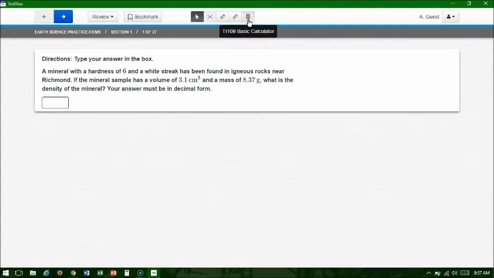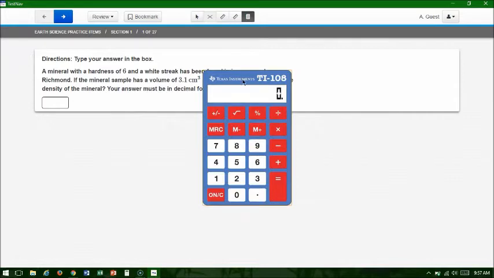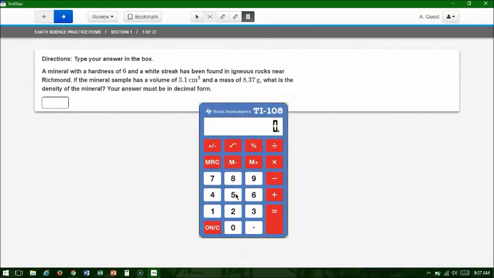So let me go ahead and pull up the calculator, and we'll type in mass, 8.37, divided by volume, 3.1 cubic centimeters. There are no units given for this problem, so we assume that they wanted grams per cubic centimeter, and then we type in 2.7 into the box. That's it.